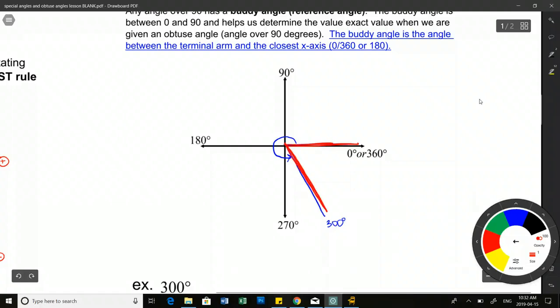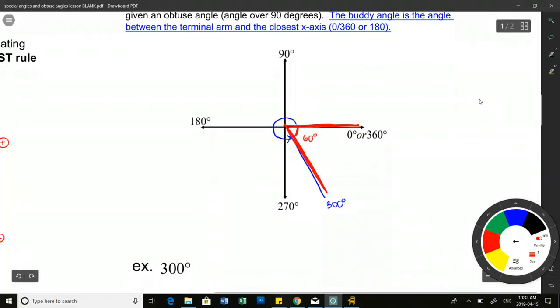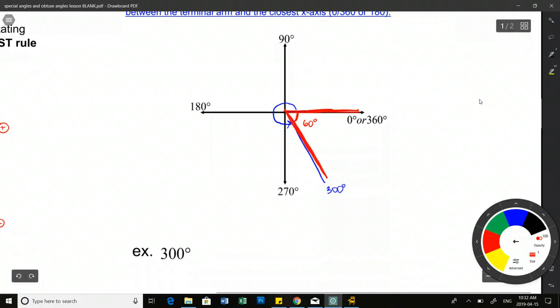The reference angle is between the terminal arm, and in this case it's between 360. So what is the measurement of the angle that's between 360 and 300? 60, right? This little slice is 60. So my reference angle for this guy, I can find it by doing 360 minus 300, right? To get that remaining little slice there.